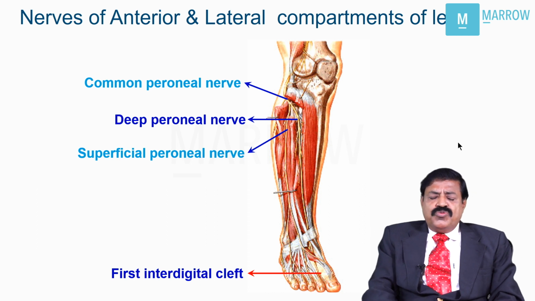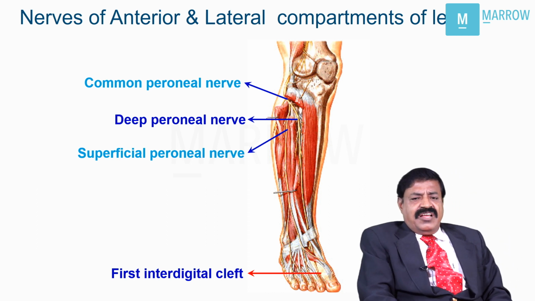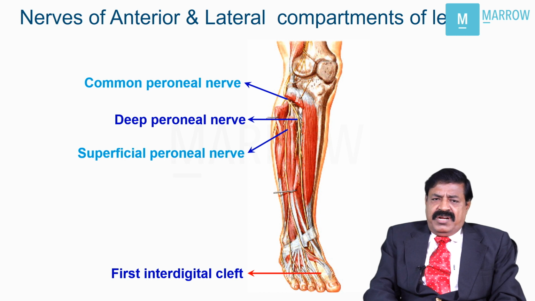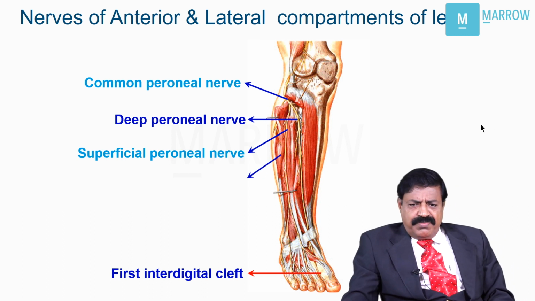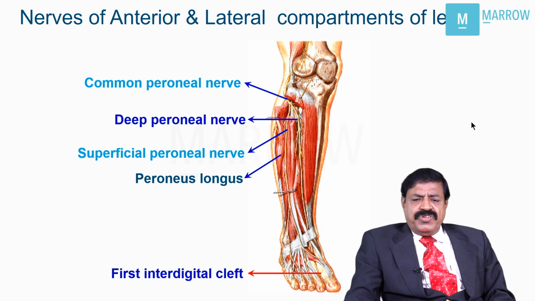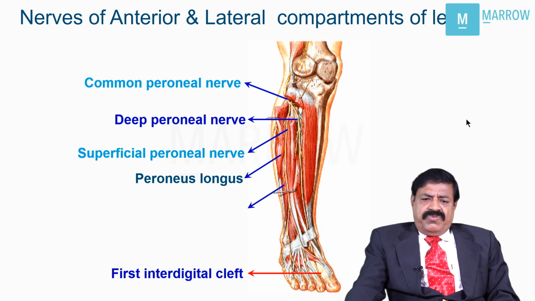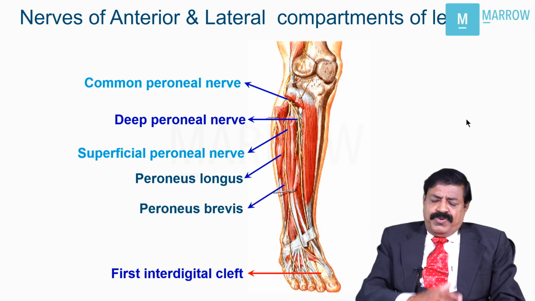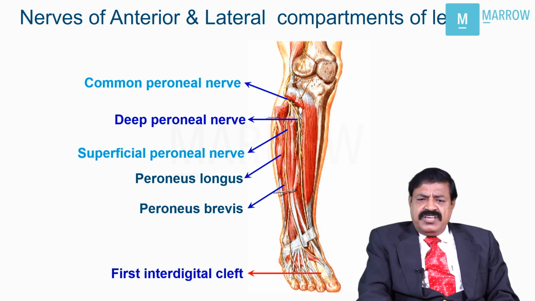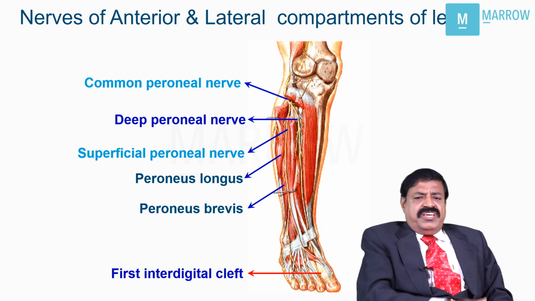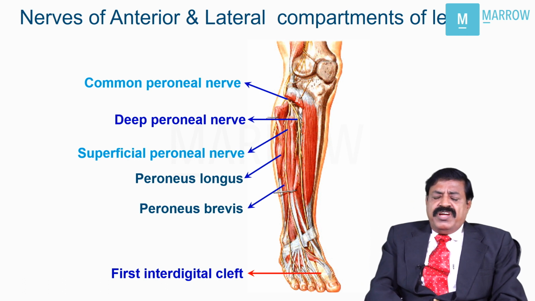It runs superficially in the lateral compartment or peroneal compartment of leg, supplying both muscles in the compartment and also skin over the compartment. We will see. This is the peroneus longus muscle. This is the peroneus brevis muscle. And you see that superficial peroneal nerve giving branches to these two muscles. In addition, since it runs superficially in this compartment, it innervates the skin over the lateral compartment of leg.